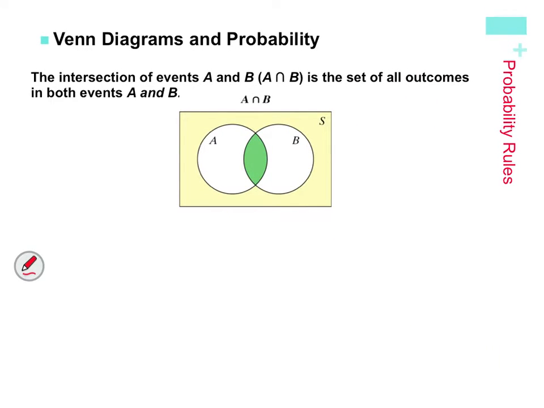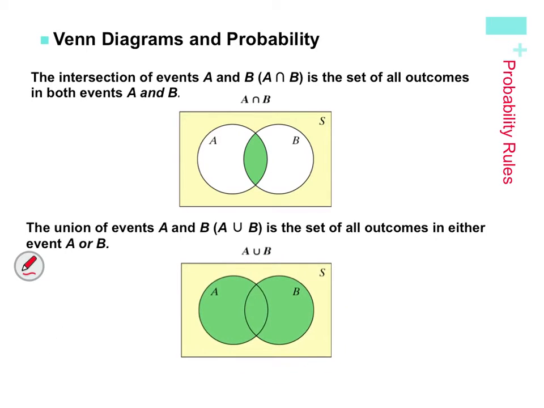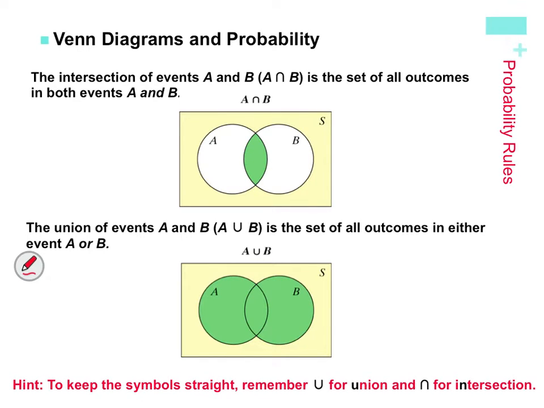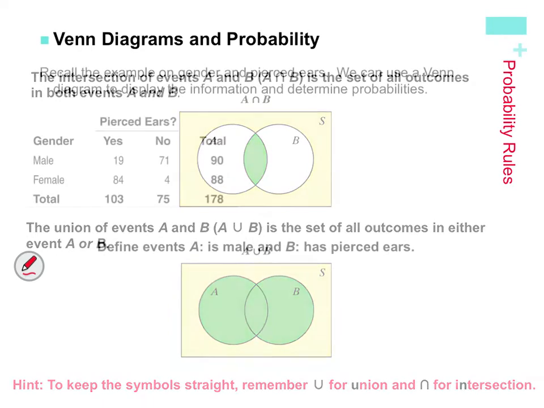The intersection of events A and B is the set of all outcomes in both A and B. So that's the overlap. The intersection is the overlap of two circles, whereas the union of events A and B is the set of all outcomes in either event A or B. To keep it straight, remember U for union and N for intersection. Helps me anyways.